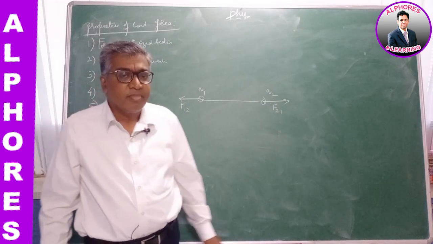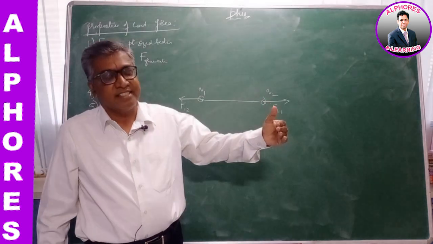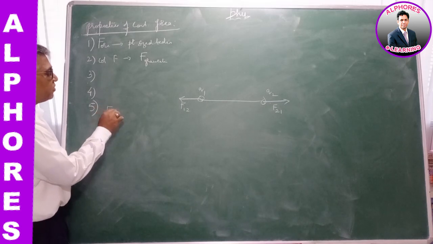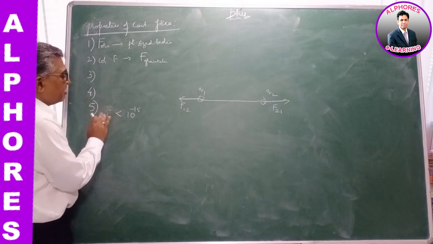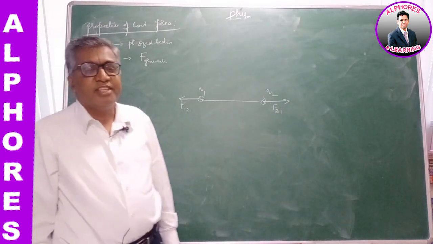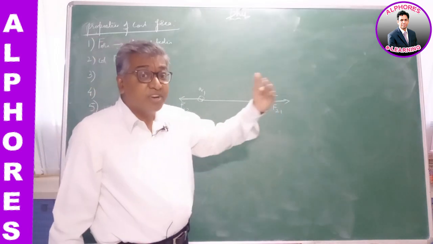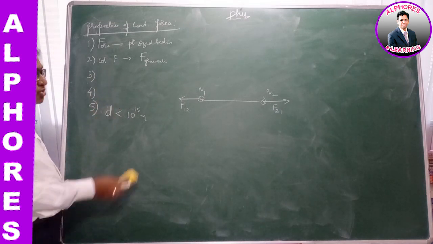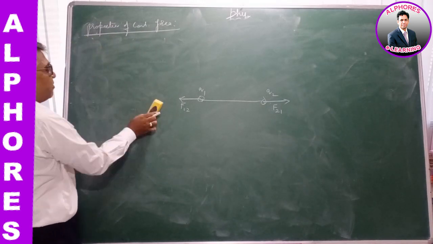And one more thing, it is a long range force. This force is applicable for large distances. For small distances, it is not applicable. There is no electrostatic force existing for distances less than 10 power minus 15 meters, less than 1 fermi. There is no Coulomb electrostatic force. They are long range forces. They are applicable for long distances, far distances, right? So these are the basic properties of Coulomb's force, the force between two charges, the force exerted by one charge on the other.